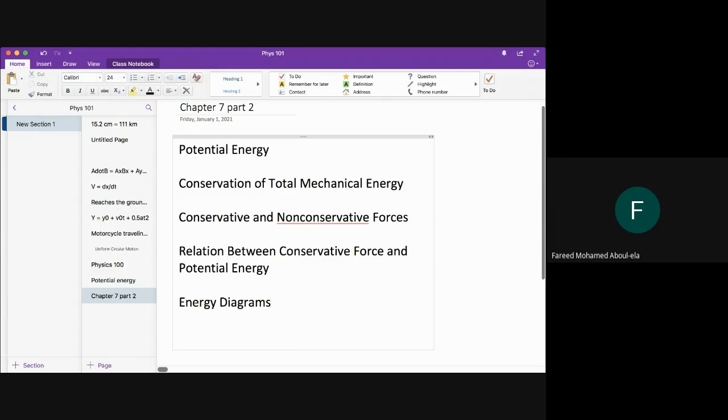But before we go into those ideas, I just want to point out something to you which can help you in solving problems. And that is the problem-solving strategies.